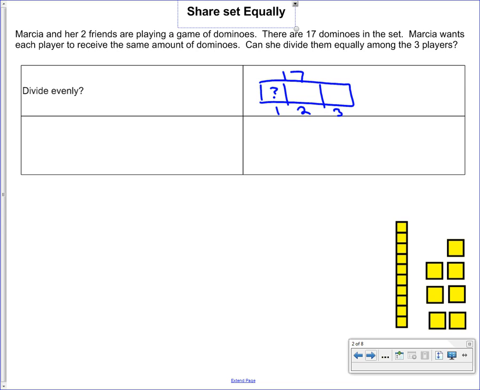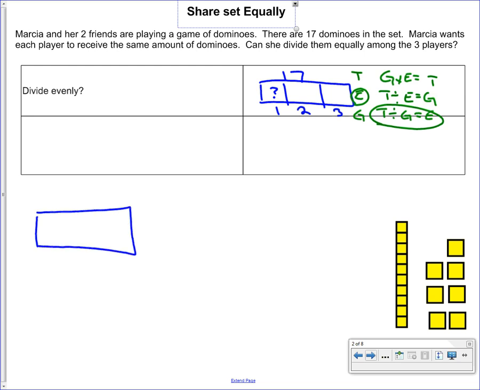All I know is the total. We know this is division because there's my total. I'm looking for each. I know my groups, and remember that groups times each equals total. Total divided by each gives me groups, and total divided by groups equals each. And that's the one that we're looking for right there. So I'm going to skip the strategy section, and jump right into drawing it out down here. So 17.